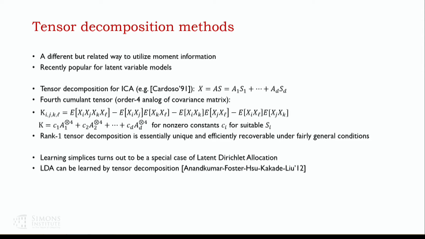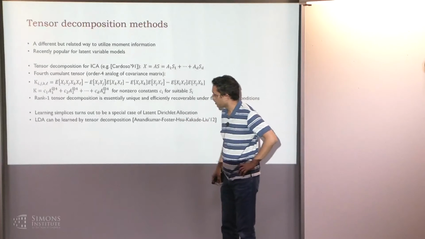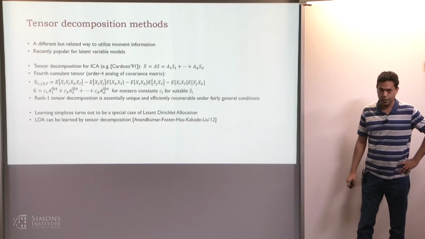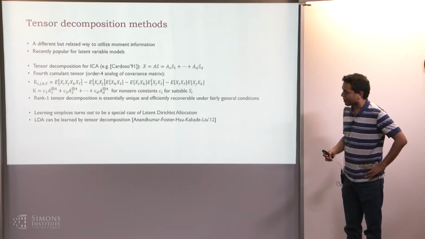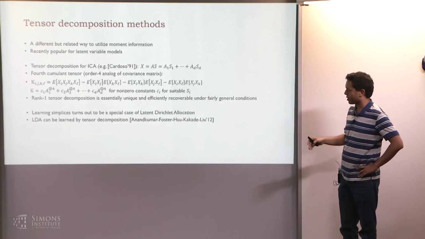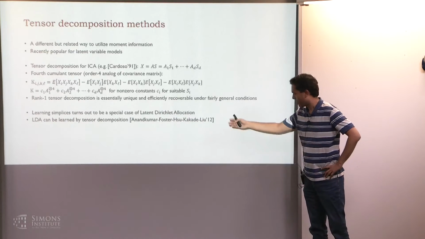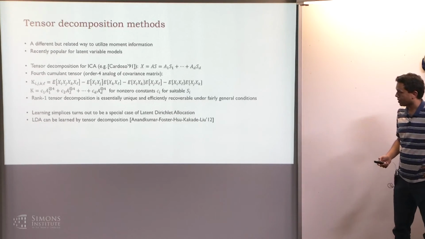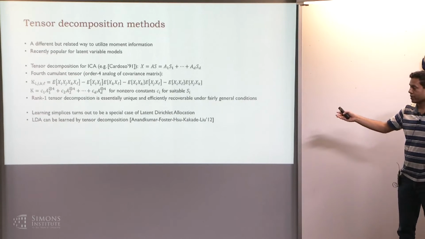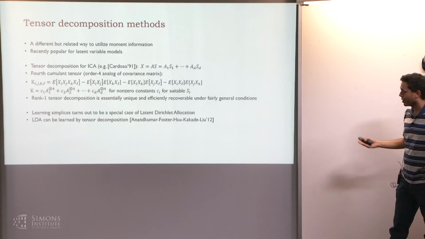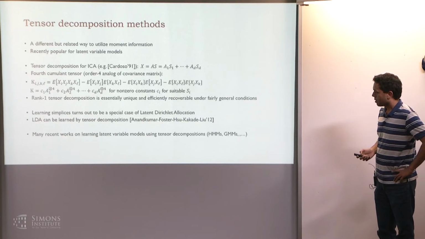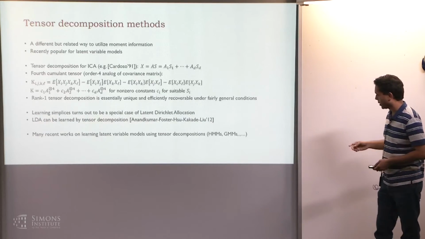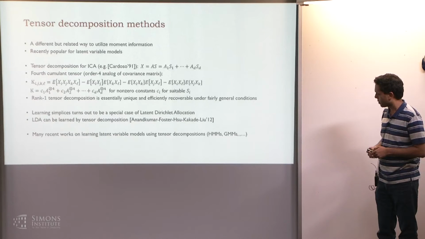But here I want to just point out that learning simplices turns out to be a special case of latent Dirichlet allocation, which we saw in the first talk of the workshop. And LDA was shown to be learnable using tensor decomposition around the same time by Anandkumar, Foster, Hsu, Kakade, and Liu. So this is another connection of polytope learning to a fairly well-studied problem. We didn't know about these things, and we were quite surprised to learn about these connections. And tensor decomposition has been used for many other problems recently, hidden Markov models, mixtures of Gaussians.